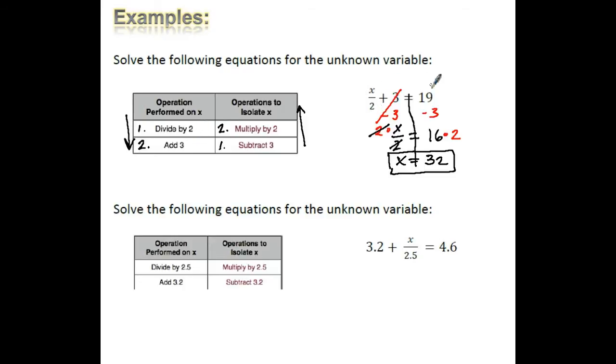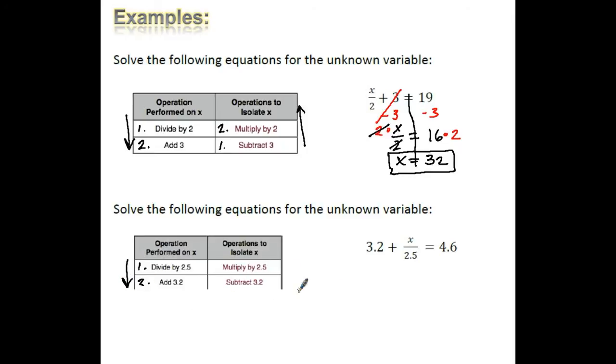product of 19. Now, for the second example, I got 3.2 plus x over 2.5 equals 4.6. Our end product is 4.6. So to get this end product, our first step was to take our unknown variable of x and divide it by 2.5. So that's the first step right here. Our second step is to add 3.2. So this would be our second step.